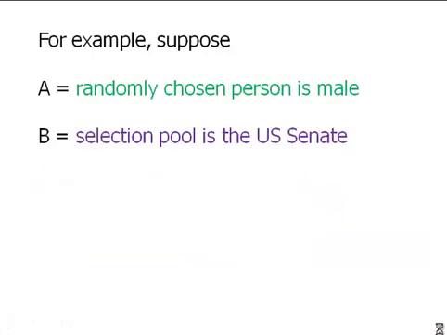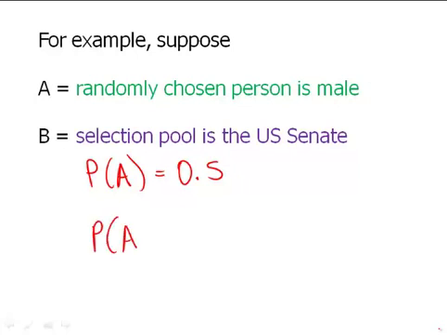So here's an example. Suppose A equals the event a randomly chosen person is male, and B is that the selection pool is the United States Senate. Well, if I just pick A by itself, just ignore B, just the general population, I'm picking a randomly selected person, this is going to be something very close to 50%. I think technically women might be 51%, men might be 49% in the general population, but it's something very close to 50%. But things really change if we figure out the conditional probability.